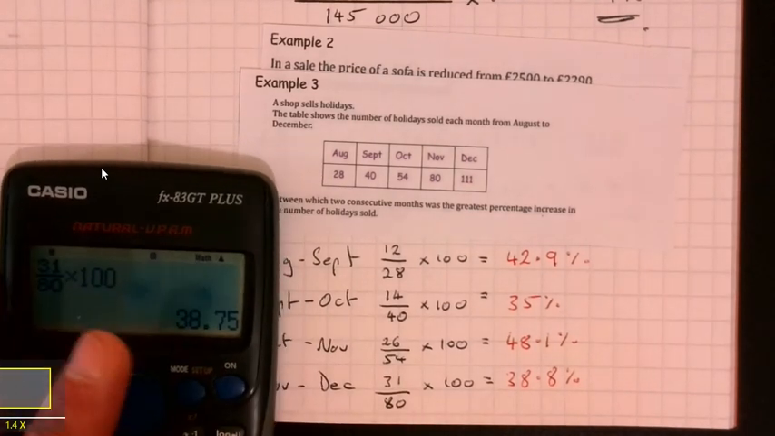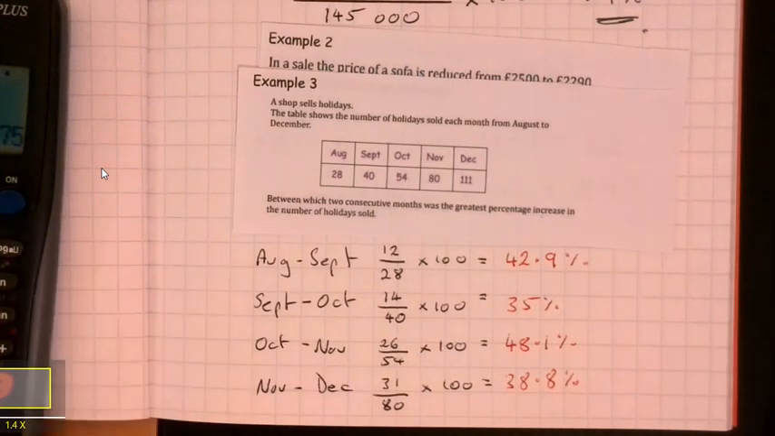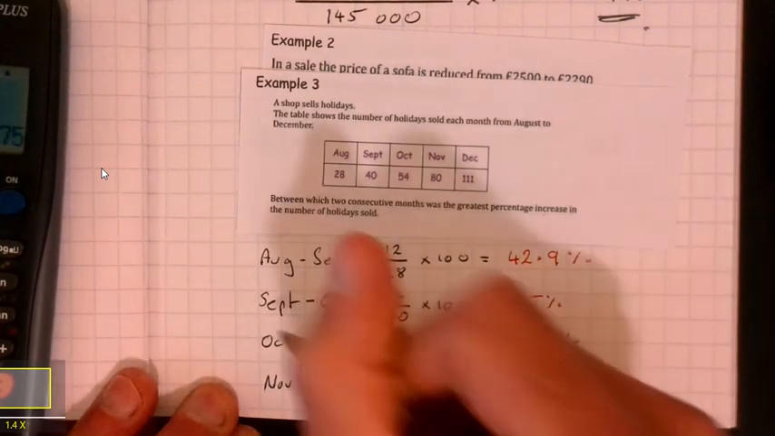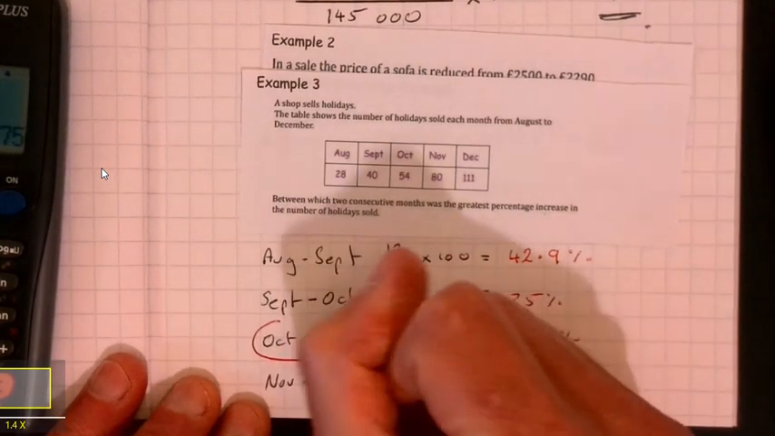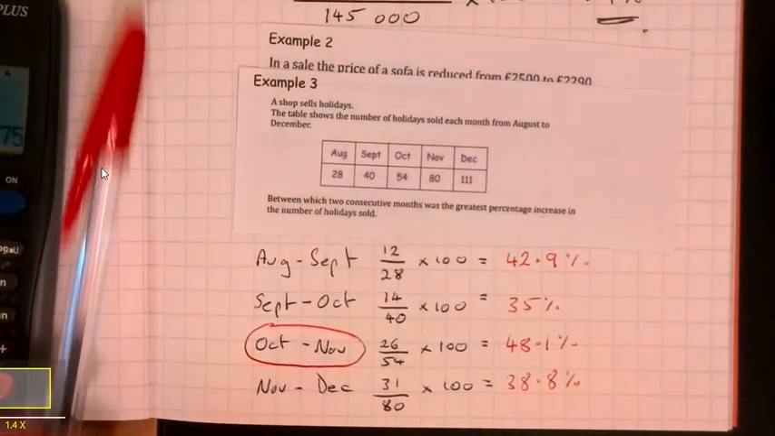Don't forget to actually answer the question: between which two months was the greatest percentage increase seen? It was between October and November.